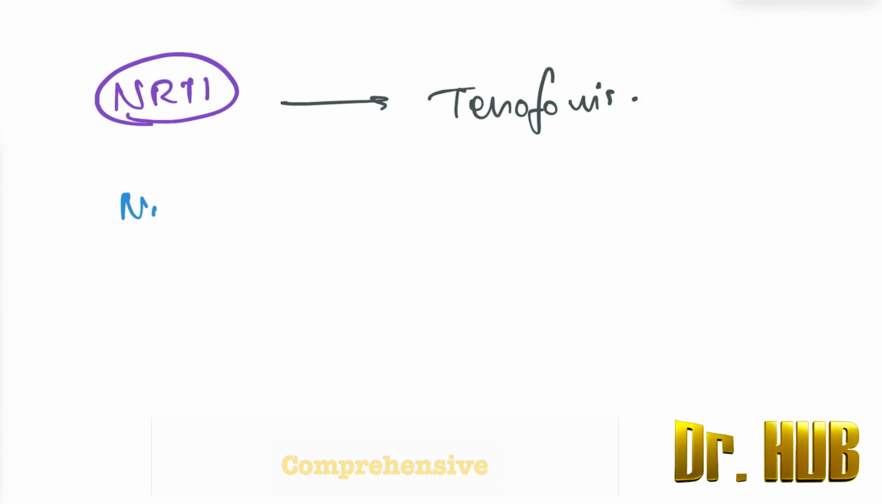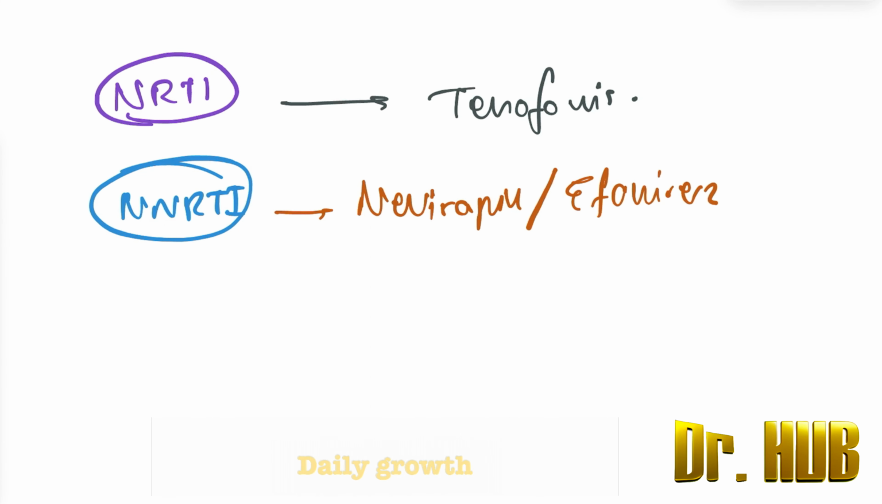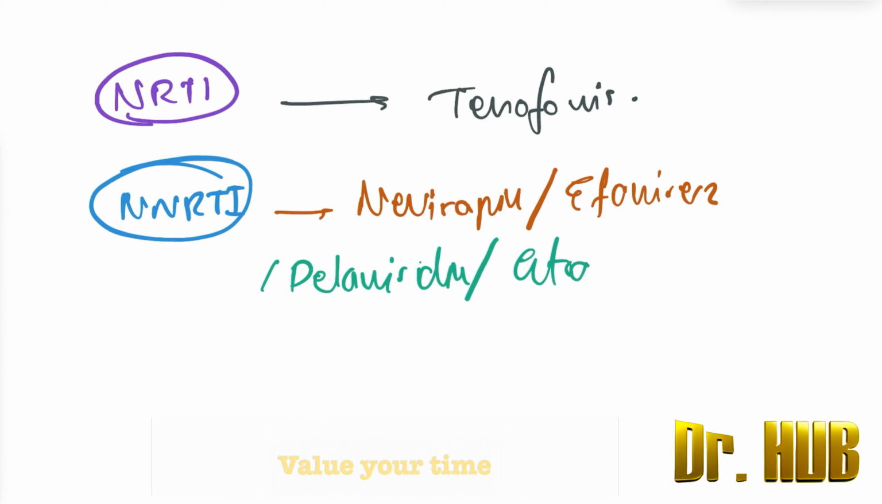Next we move on to the NNRTI. NNRTI stands for the non-nucleoside reverse transcriptase inhibitors. So what are the examples here? Examples here are nevirapine, then efavirenz. Next comes delavirdine, as well as etravirine.